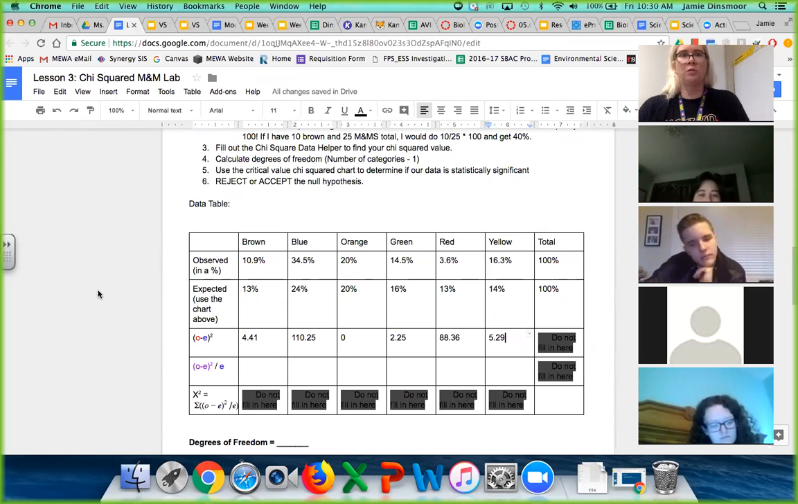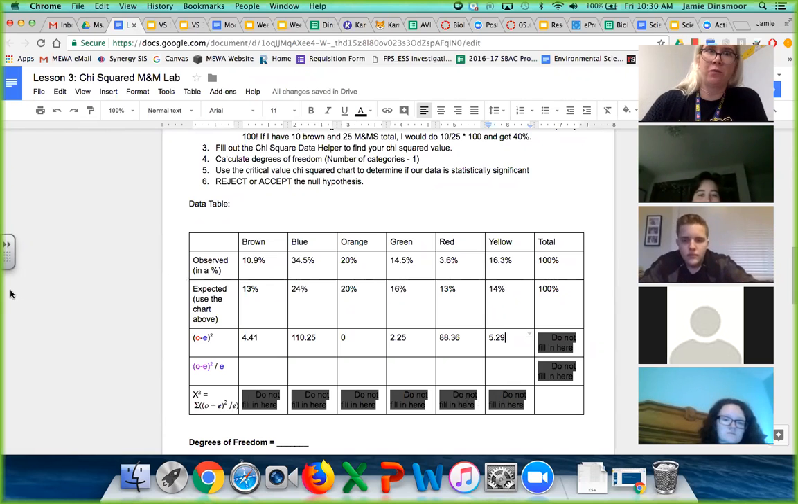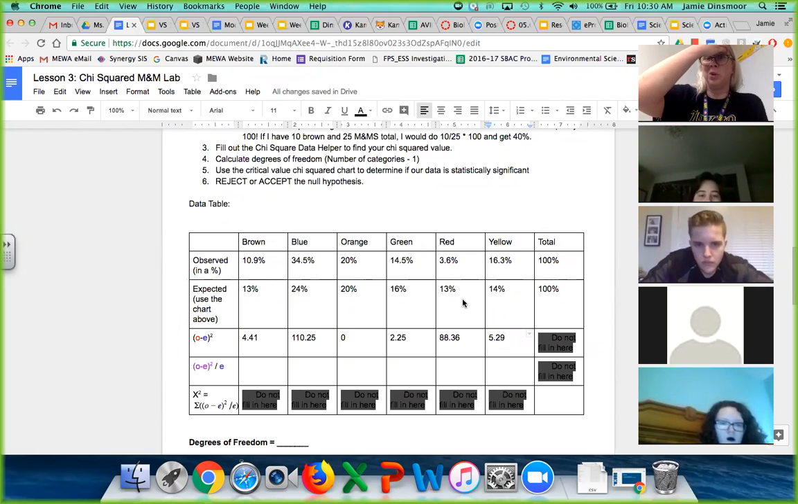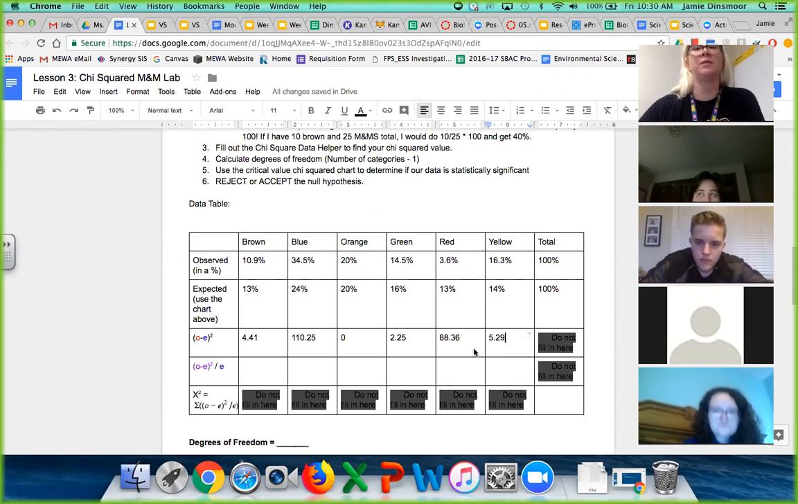Okay, so already we should be noticing that our biggest differences, which was kind of obvious just from writing the percentages, are blue and red, right? Blue is way higher than it should be, and red is way lower than it should be. That gives us a huge number here, right? That's a signal to us that something's going on there, possibly.